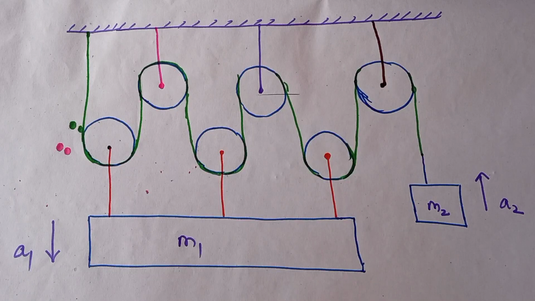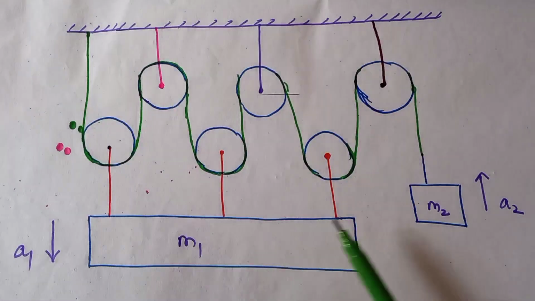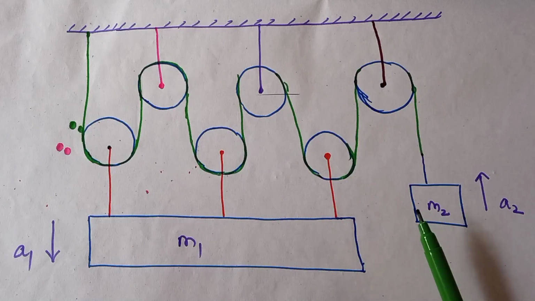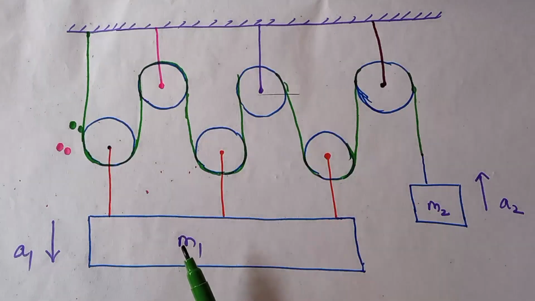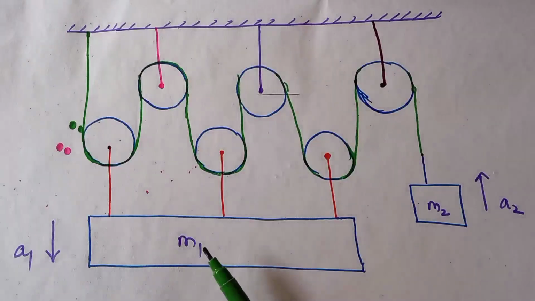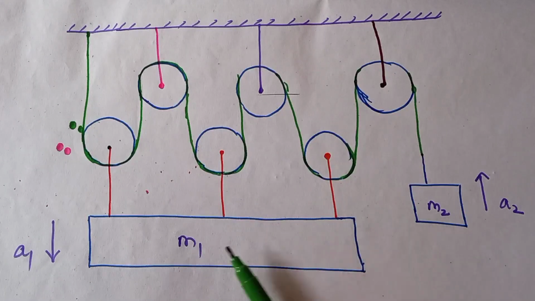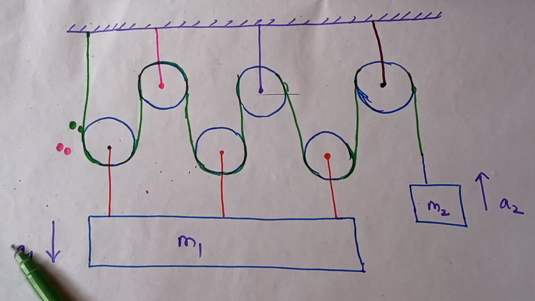In this video I will be telling you an excellent trick to solve any kind of complicated pulley block problem. Here you can see a very complicated pulley block problem. This is the mass m1 and this is another mass m2. We are asked to find the relationship between the accelerations of these two blocks, that means m1 and m2. That means we have to find the relationship between a1 and a2.